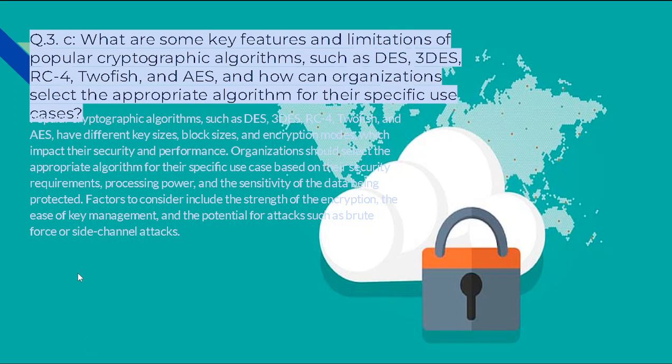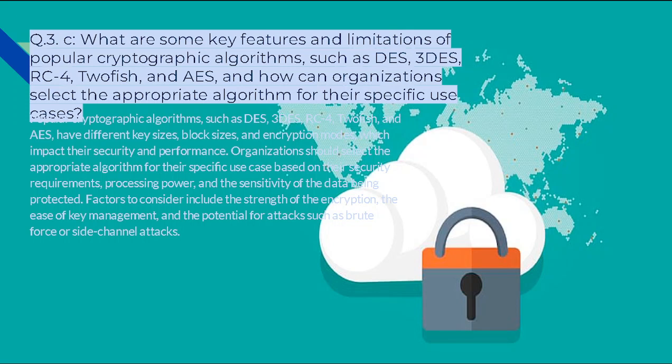Now the other question is, what are some key features and limitations of popular cryptographic algorithms such as DES, 3DES, RC4, Twofish, and AES, and how can organizations select the appropriate algorithm for their specific use cases? Cryptographic algorithms such as DES, 3DES, RC4, Twofish, and AES have different key sizes, block sizes, and encryption modes, which impact their security and performance.